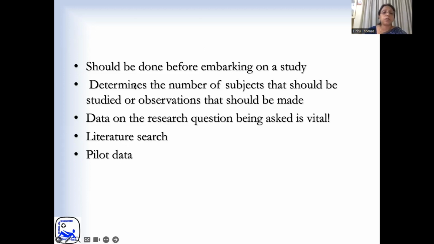And suppose sometimes you have multiple observations, then the sample size calculation should take that into consideration. So suppose you are examining somebody's data at 3 time points during the study, then the sample size calculation should take those multiple time points into consideration. So the calculation is different.